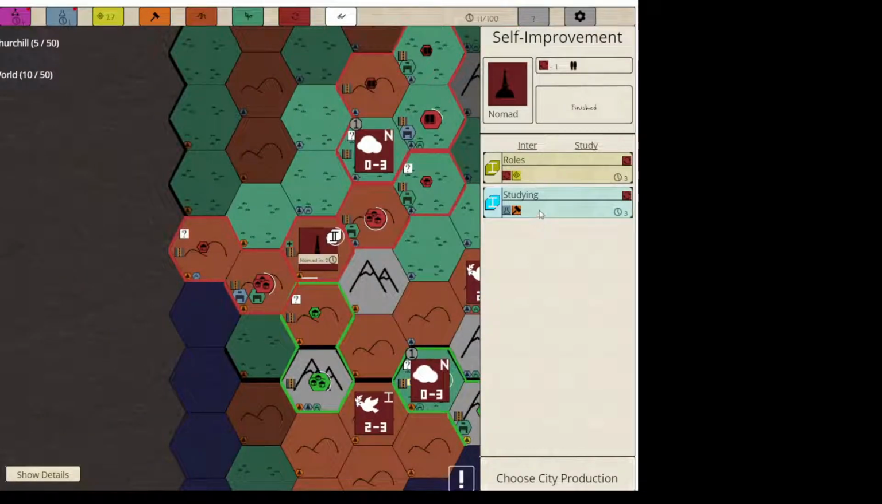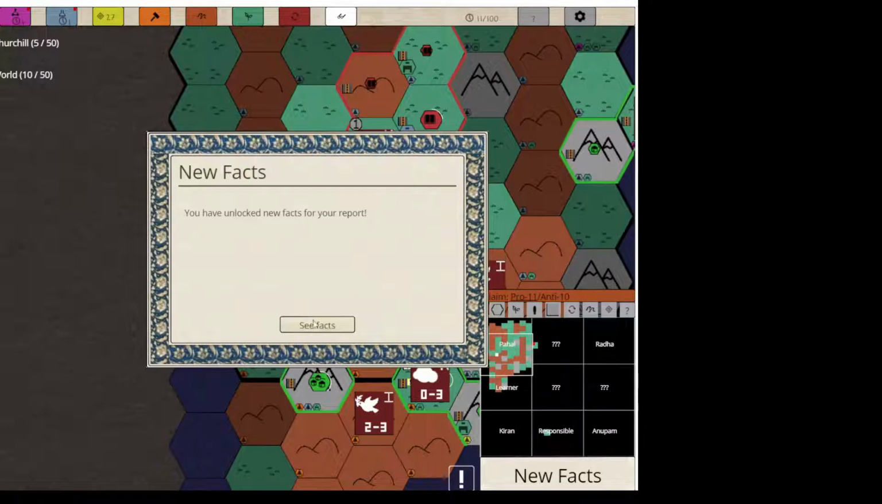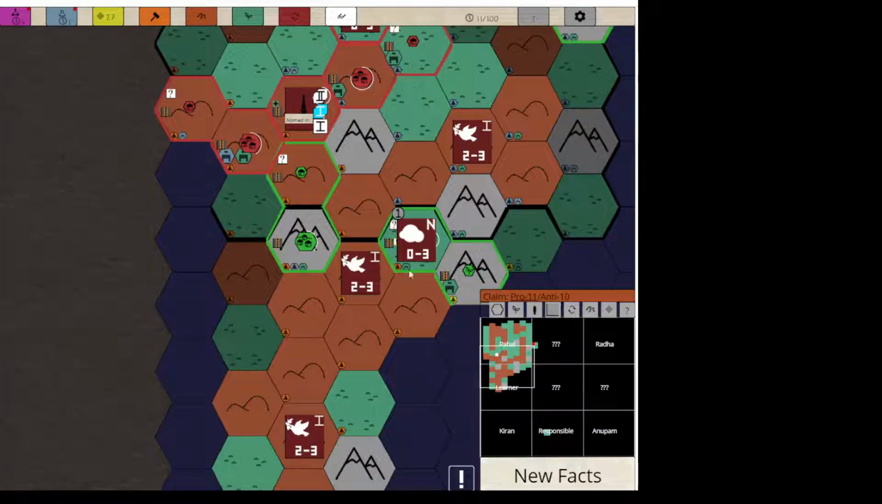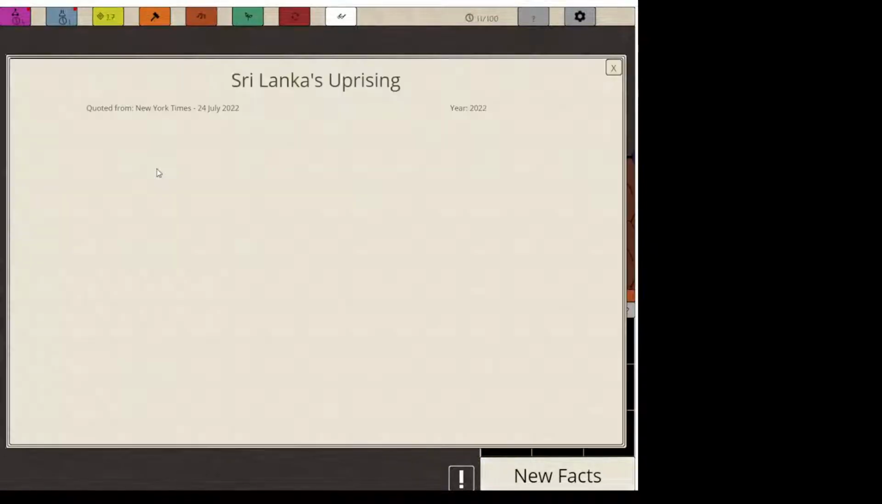Meanwhile, I have these roles. I have this option for self-improvement. I'm going to try studying a little bit. That will accelerate my ongoing occupation to research Gandhi a little bit, and that will complete the quest for this camp over here. In the meantime, I've unlocked some new facts. Let's see what we've got.